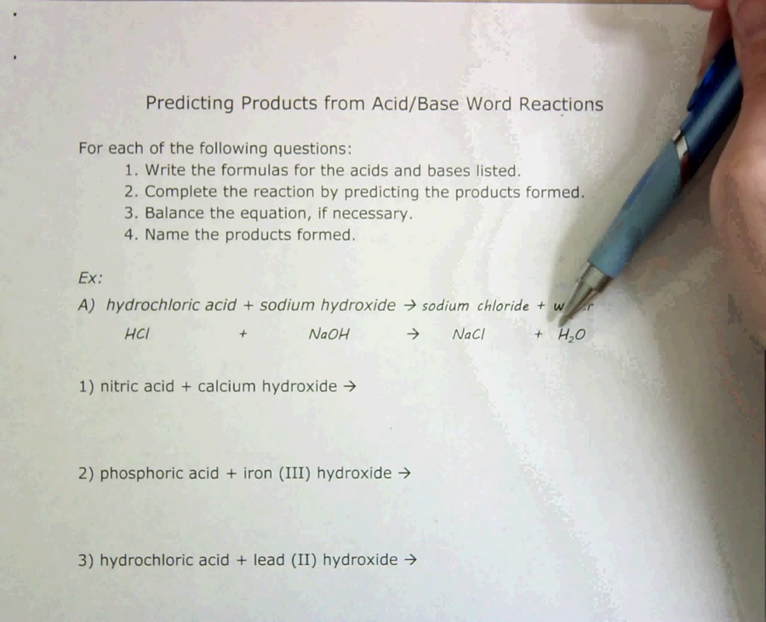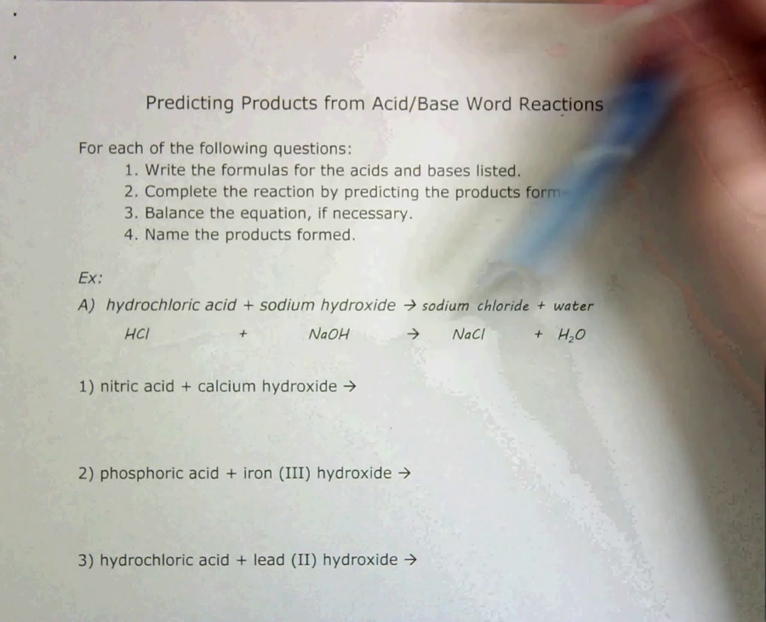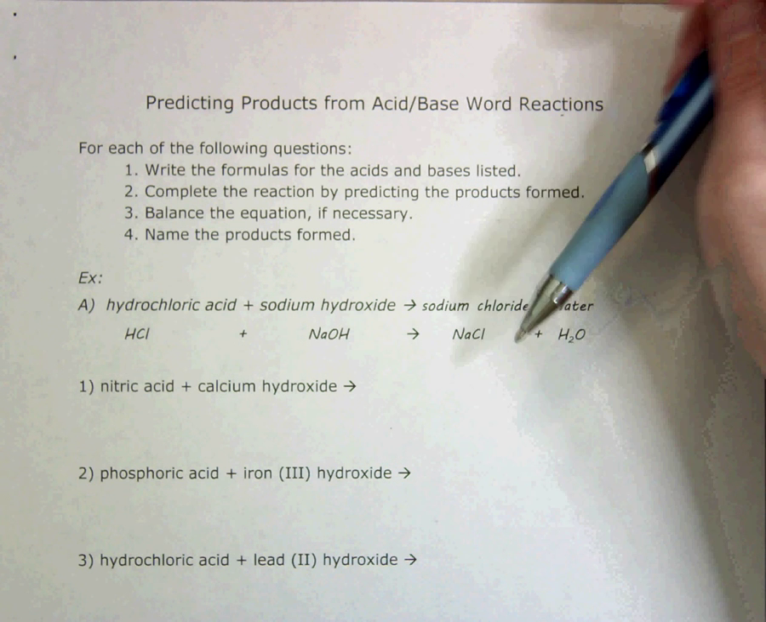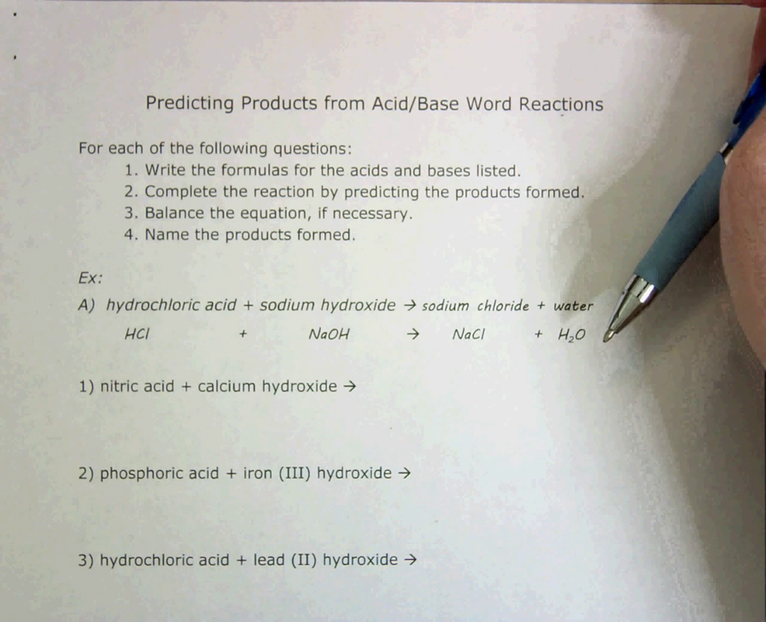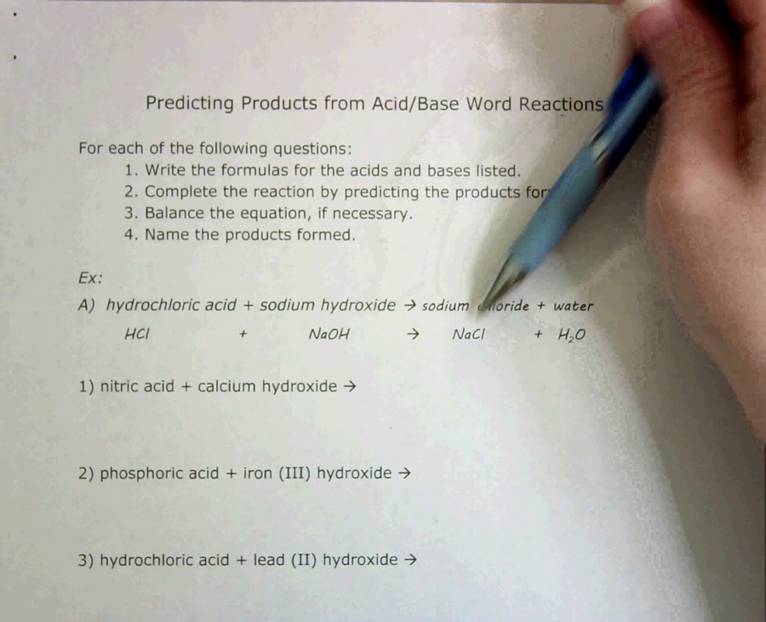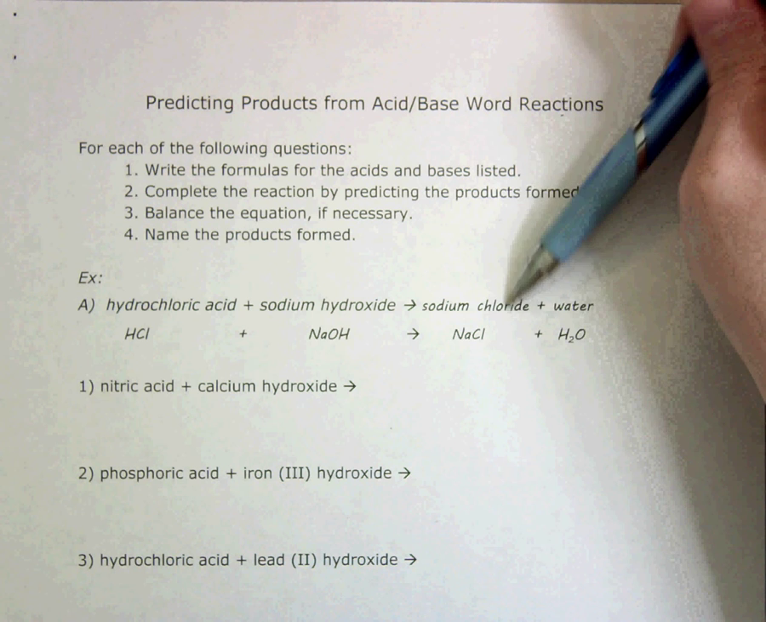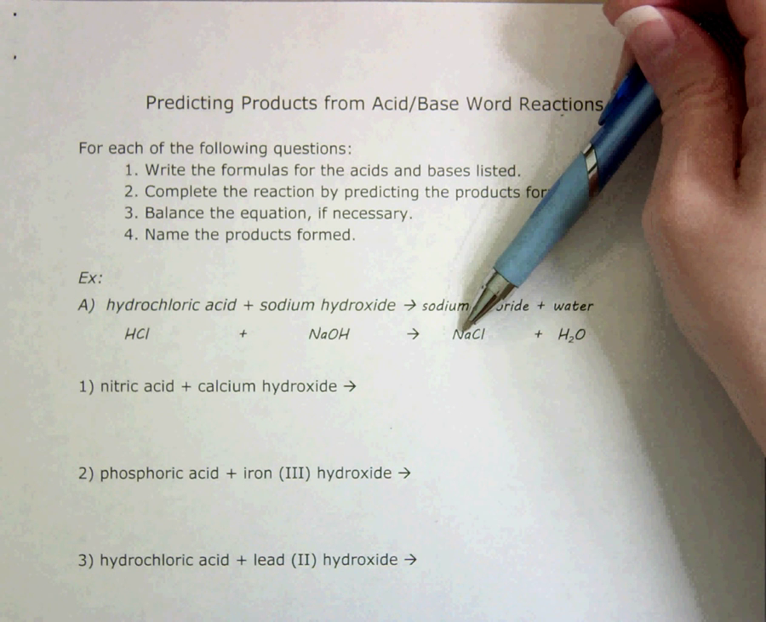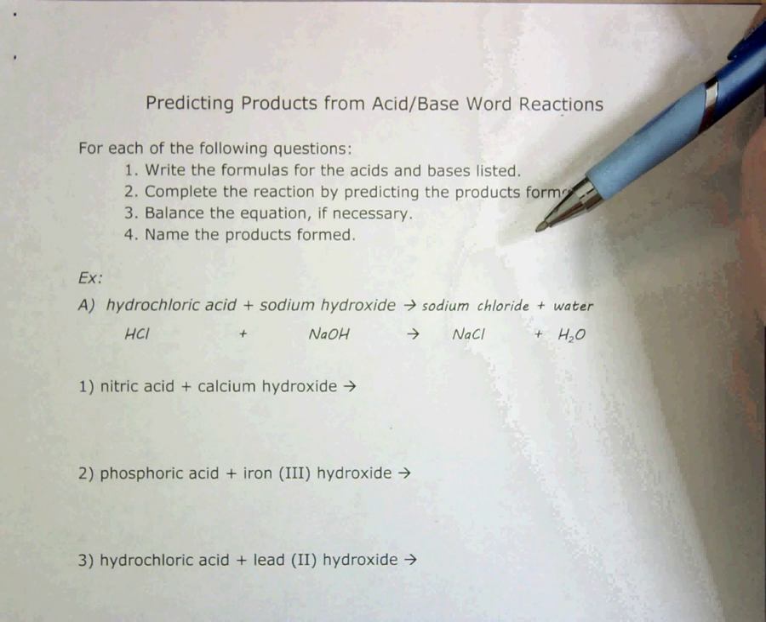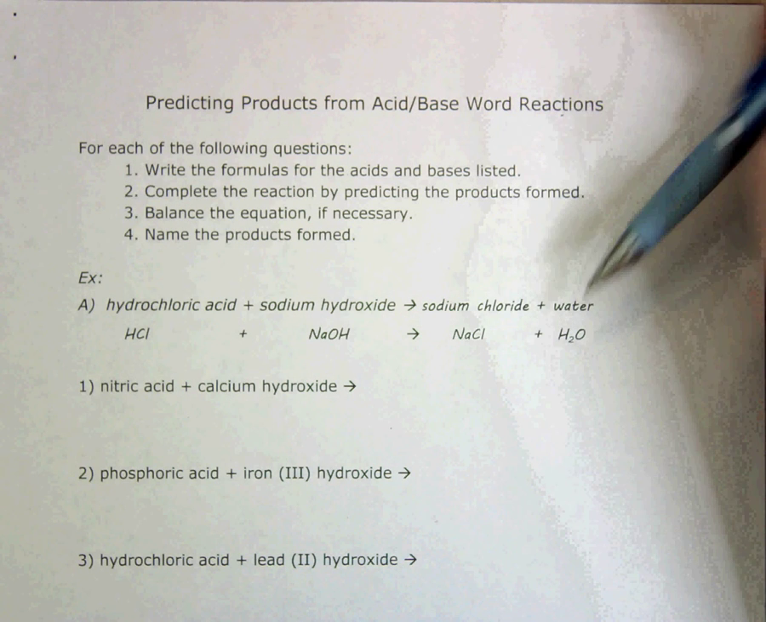Once I had NaCl and H2O written down, I can check to make sure it's balanced, and it is. They're the same number of each element on each side. And then I can write the names. NaCl is sodium chloride. IDE ending means that chlorine is in an ionic compound with the other element. And then water is H2O.